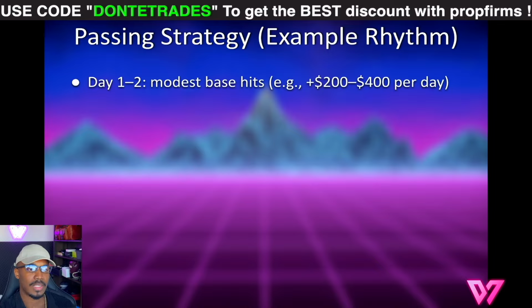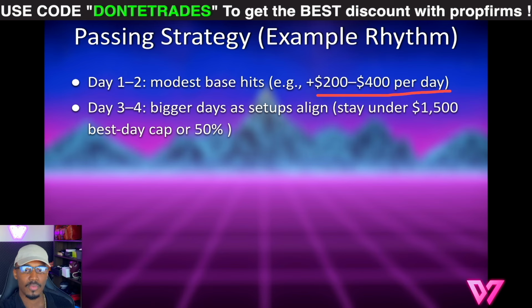So for the first 1 to 2 days, you want to be modest, just looking for those base hits, maybe around $200 to $400 per day, not really swinging for a $3,000 to pass it in 1 day like we said. So just those base hits in the first 1 to 2 days to build up a little bit of cushion. And then once you have a nice little buffer built up, you want to look for those bigger days in day 3 to 4.